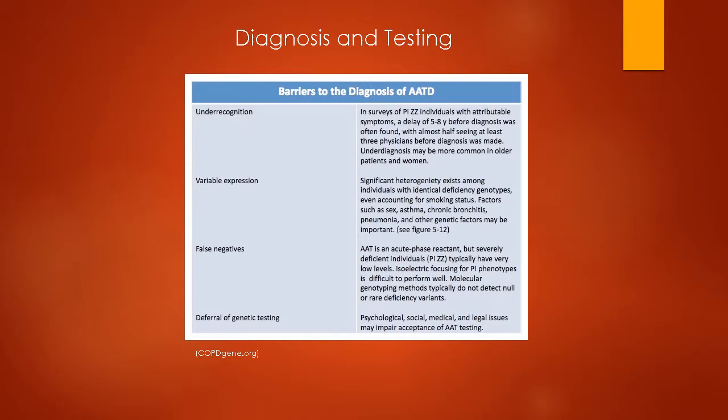Variable expression exists among individuals with identical deficiency genotypes, even accounting for smoking. There are false negatives. If it is an acute phase reactant but severely deficient, they could have a very low level, so keeping an eye on those labs over a period of time would be very important. And deferral of genetic testing. There are a lot of factors that inhibit or prevent pursuance of genetic testing.